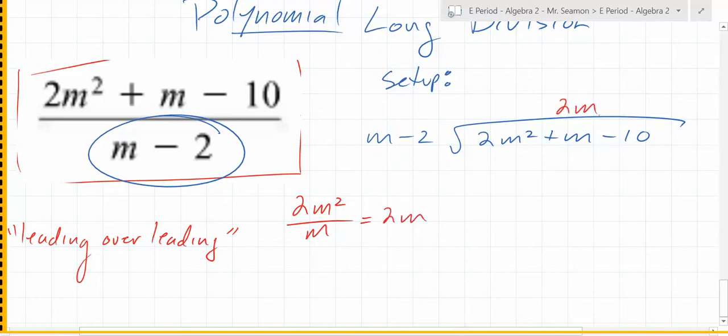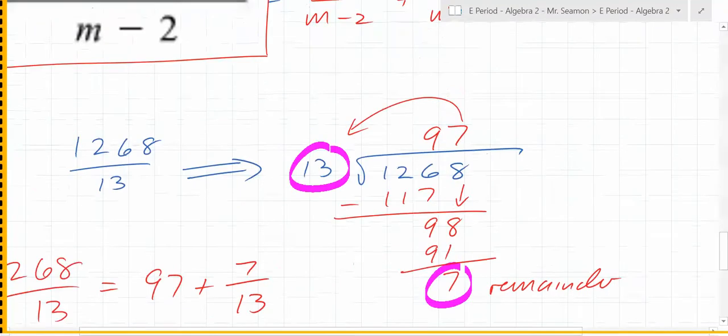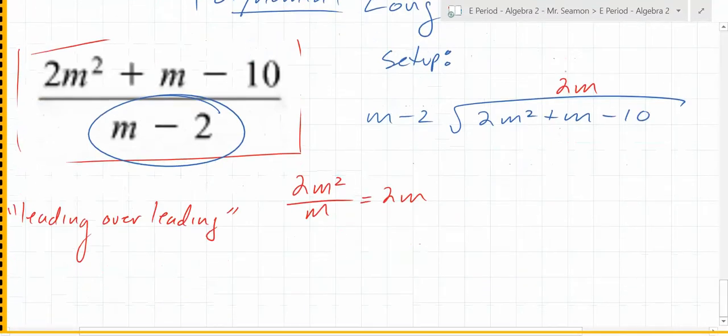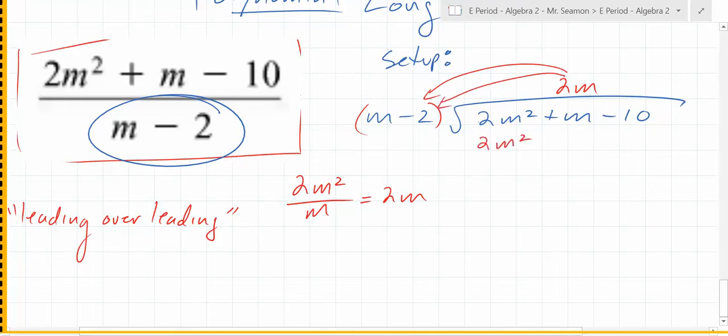Just like long division, what do you do once you put a number on top of the division sign? What did we do with the 9? We multiplied, right? So you take 2m and you multiply it by this thing. What's 2m times m? 2m squared. What's 2m times negative 2? Negative 4m. What did you do in long division once you had that?